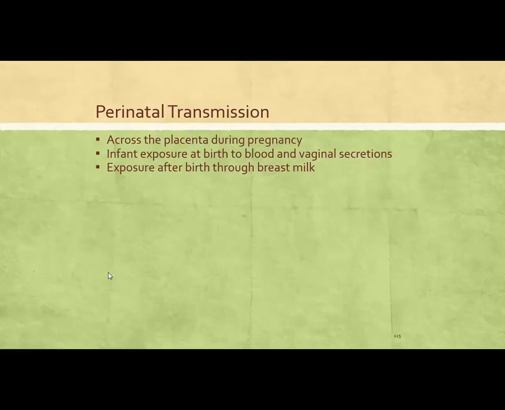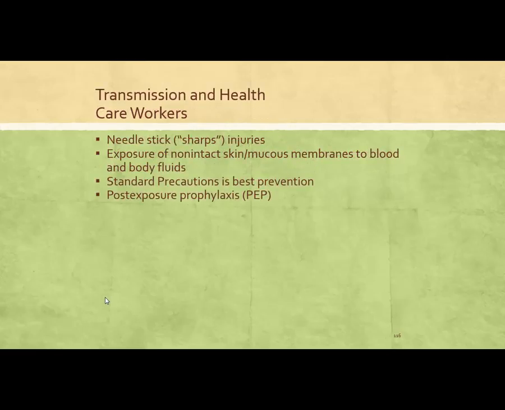With perinatal transmission, that's across the placenta or the fetus being exposed during the delivery and then through breast milk. But if moms are receiving HAART therapy or the antiretroviral therapy, the transmission rate has gone down to about 8%. So early detection, early intervention is going to be better outcomes.